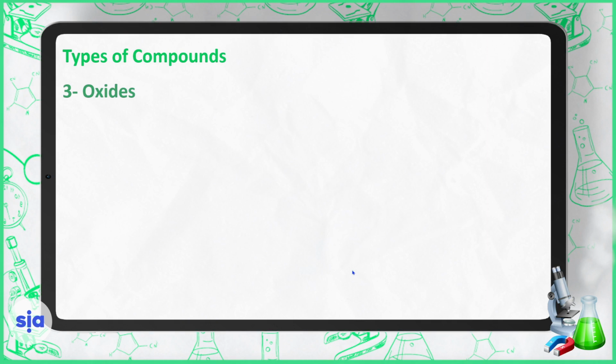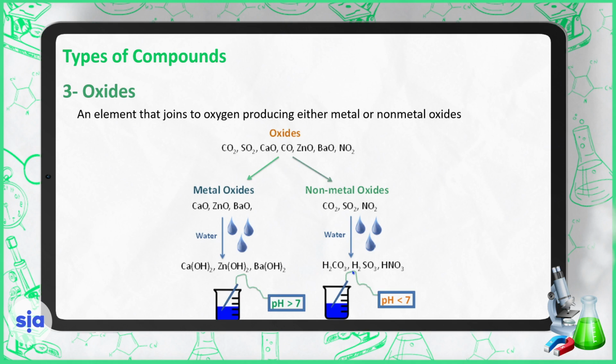So we took acids, we took bases, and here is the third type of compound, which is oxides. Oxides are elements that join to oxygen, producing either metal or non-metal oxides. Let's see together. Anything that combines with oxygen, sometimes they are non-metals and sometimes they are metals. Metal oxides like calcium oxide and zinc oxide, non-metal oxides like carbon dioxide, sulfur dioxide, and nitrogen dioxide.